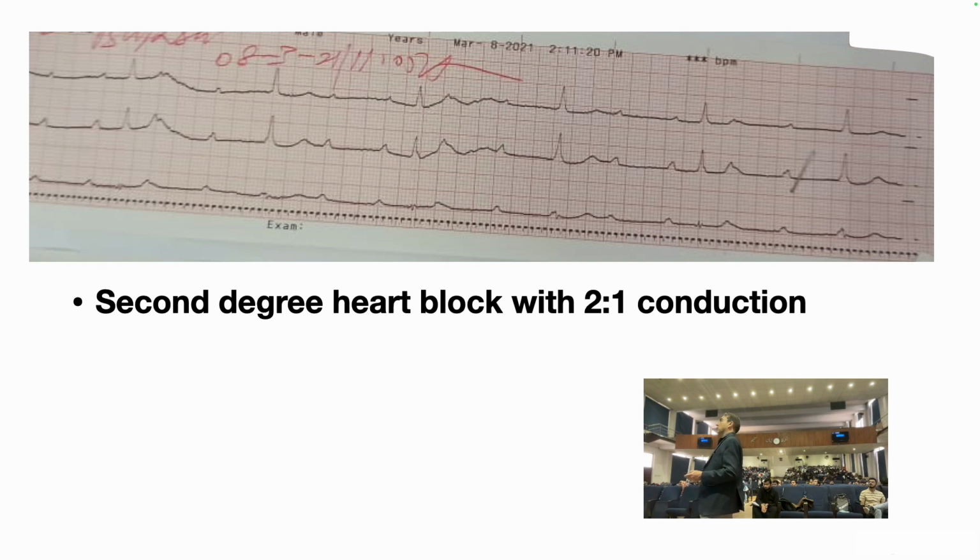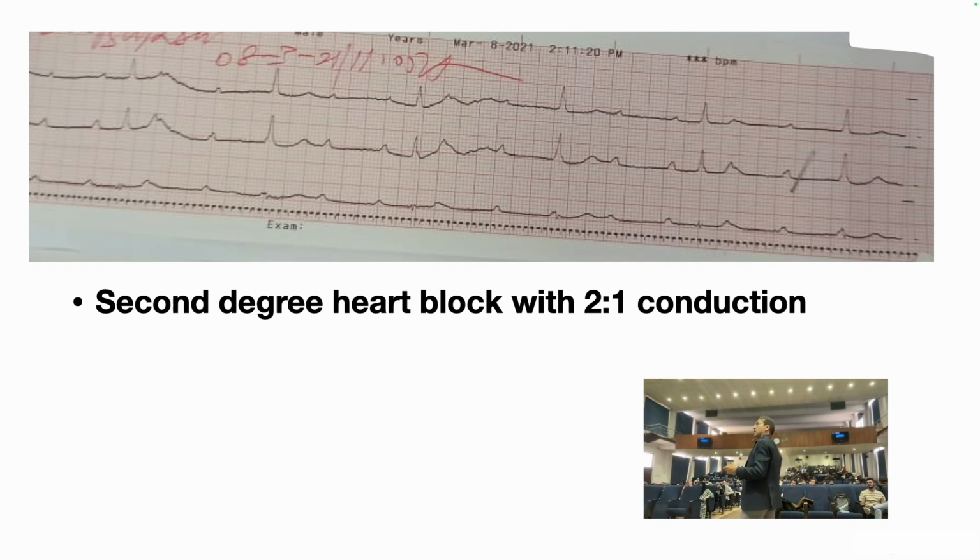Second degree heart block with 2-1 conduction. 2 P waves, it's not working. You can see here 2 P waves and then 1 QRS complex. Can you appreciate? You can see in the second last complex there are 2 P waves and there is a QRS complex. So the patient is having second degree heart block.